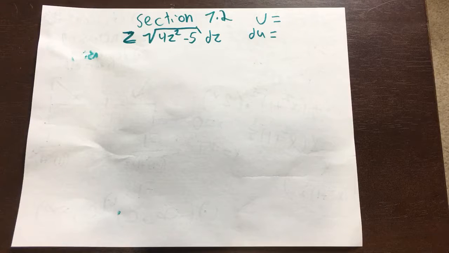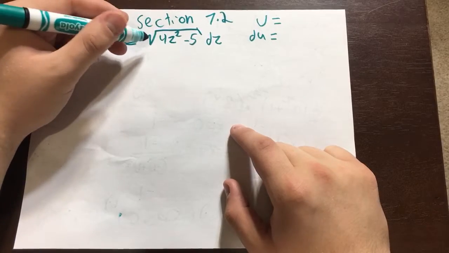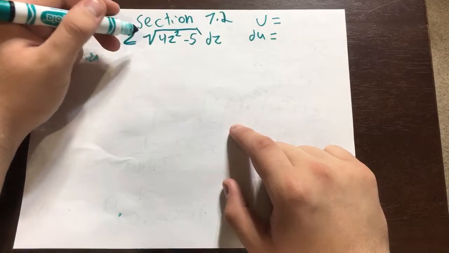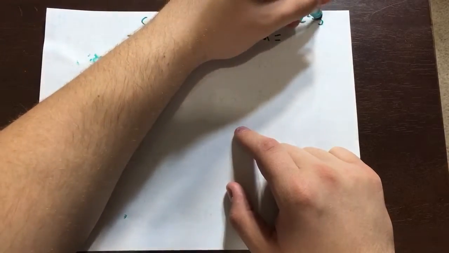So for section 7.2, question number 9, we're going to be using substitution to solve this problem. Whenever we do substitution, we need to find a value to be our u value. It's usually either the denominator or something under a radical. In this case, it's something under a square root, so we're going to make 4z squared minus 5 our u value.